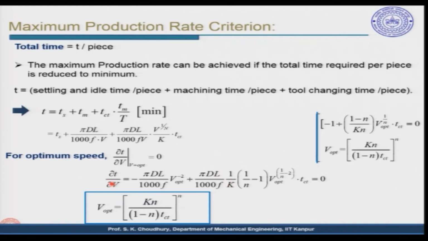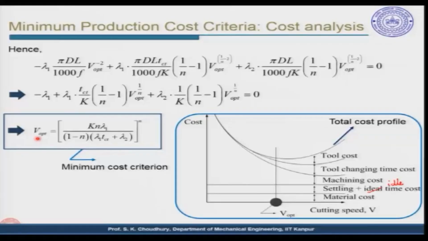So, if we now solve this equation, make it equal to 0, like in the case of the minimum cost criteria, we will get the optimum velocity, which will be k n divided by 1 minus n into Tct to the power n. Now, this is also an optimum value of the velocity, but at this value we will be getting the maximum production rate, but not the minimum cost. For minimum cost anyway we have to get into the minimum cost criteria, and with that value we will get the minimum cost.